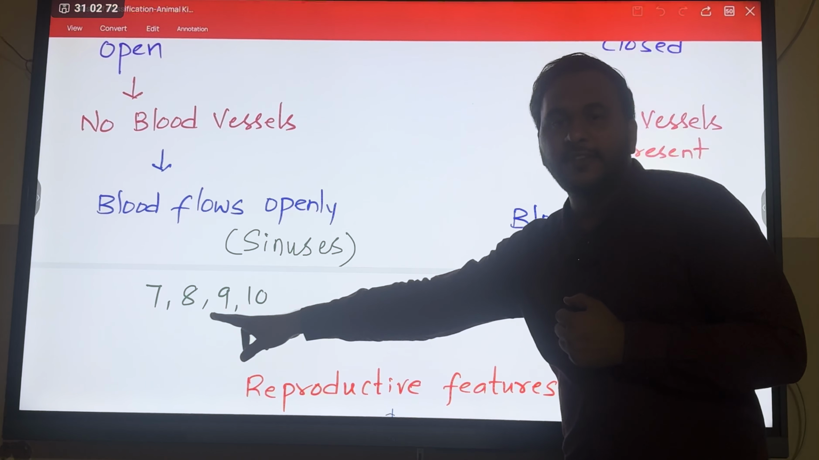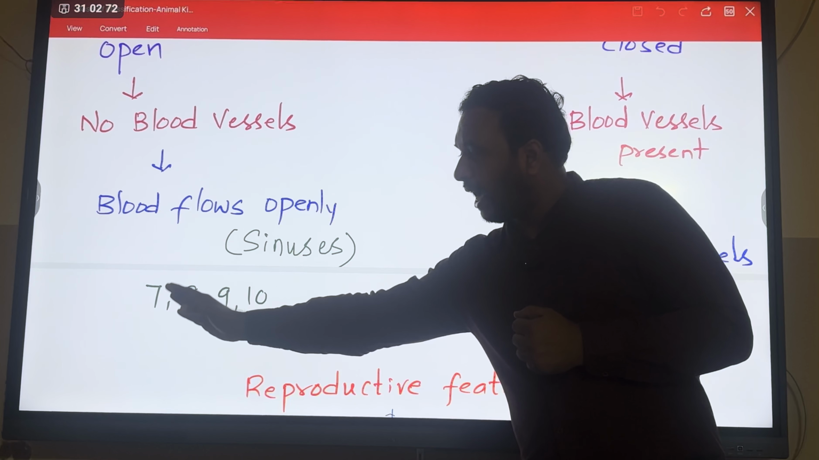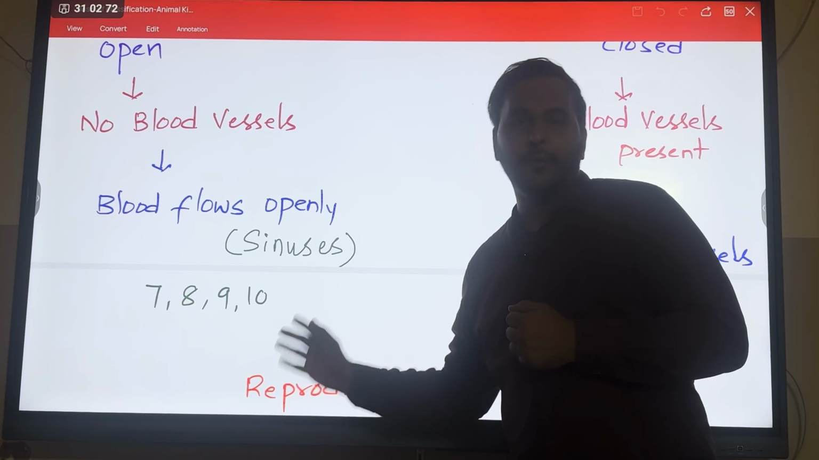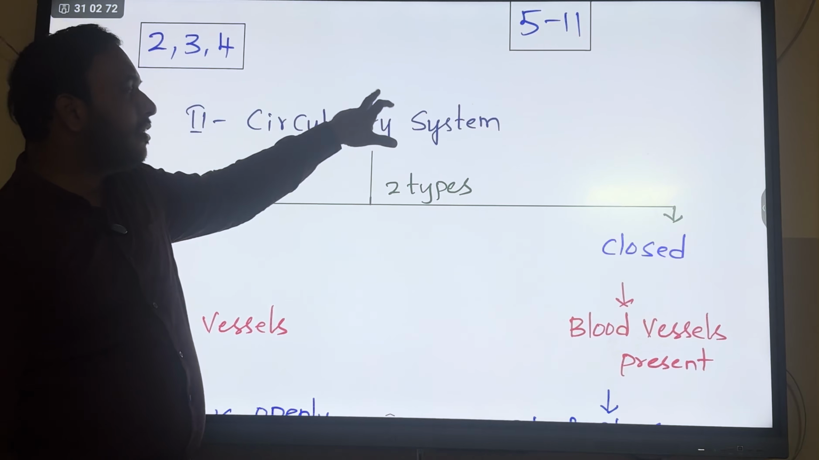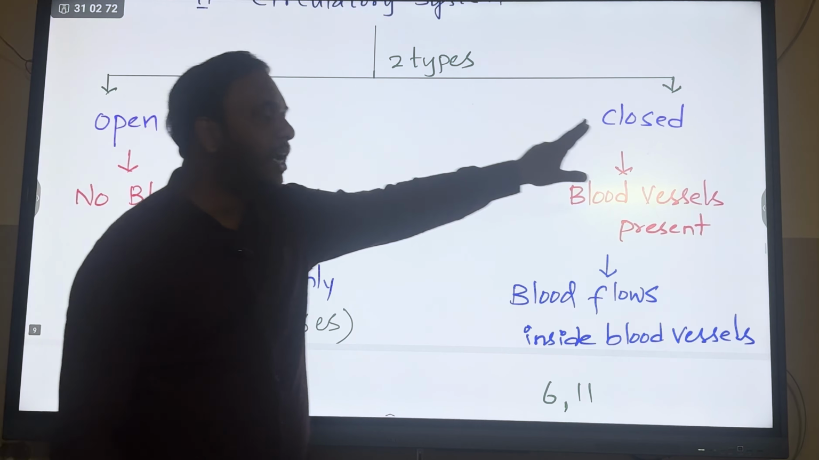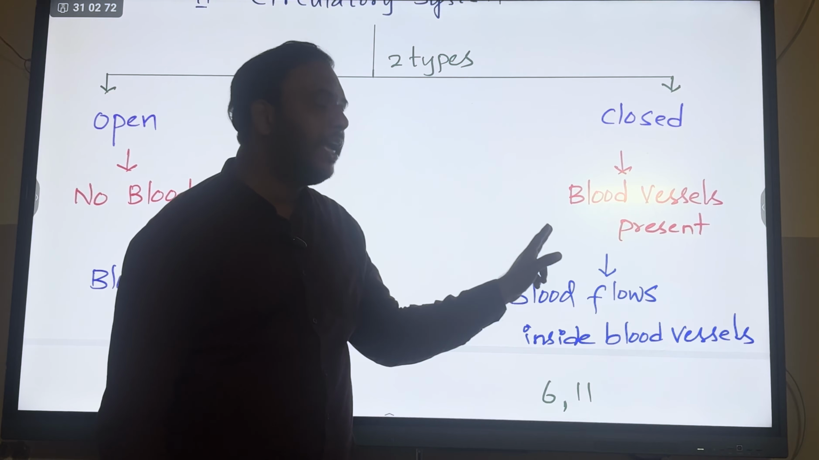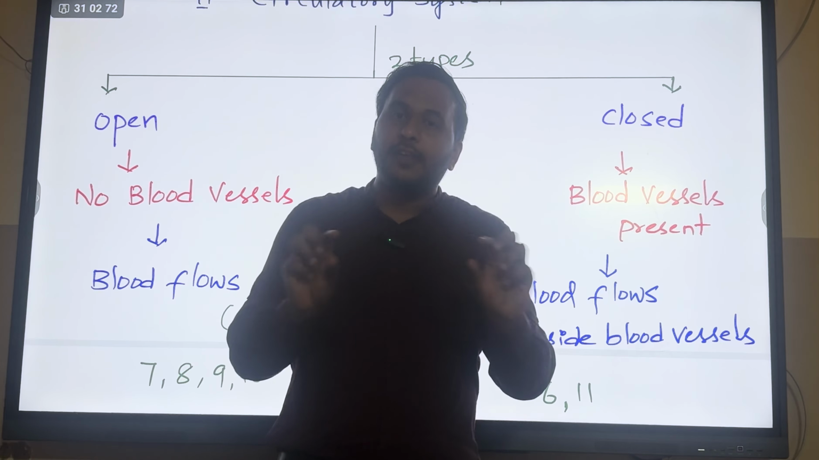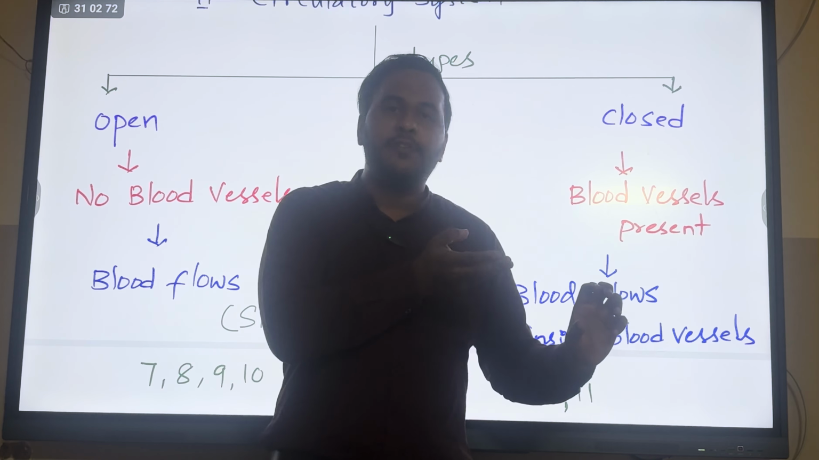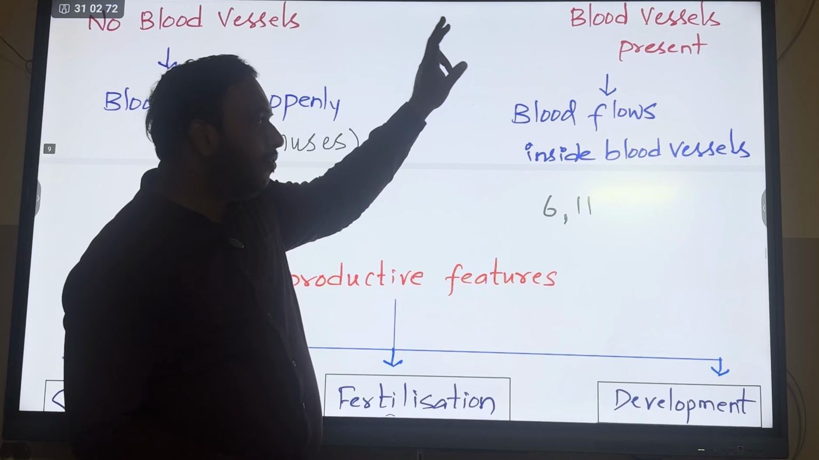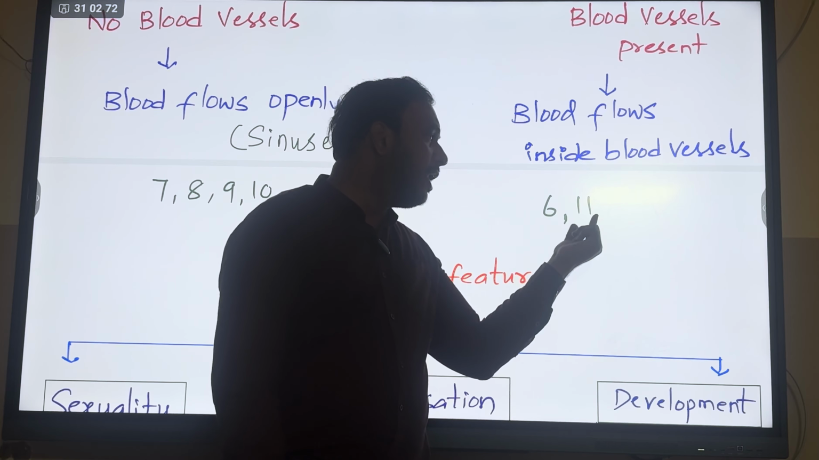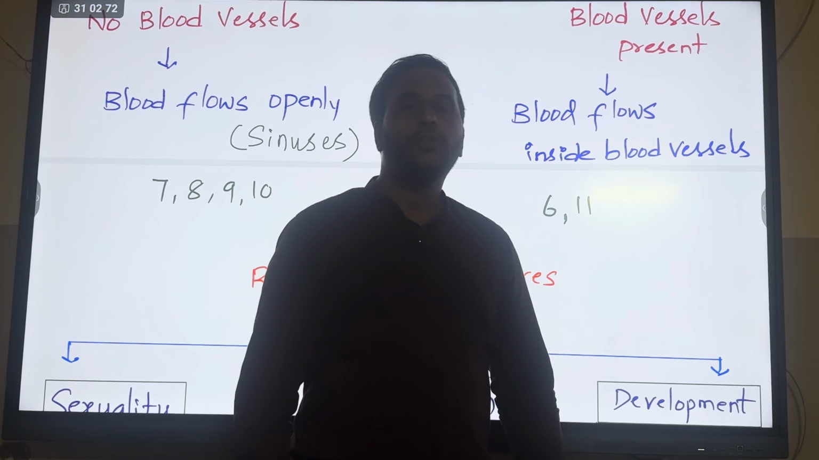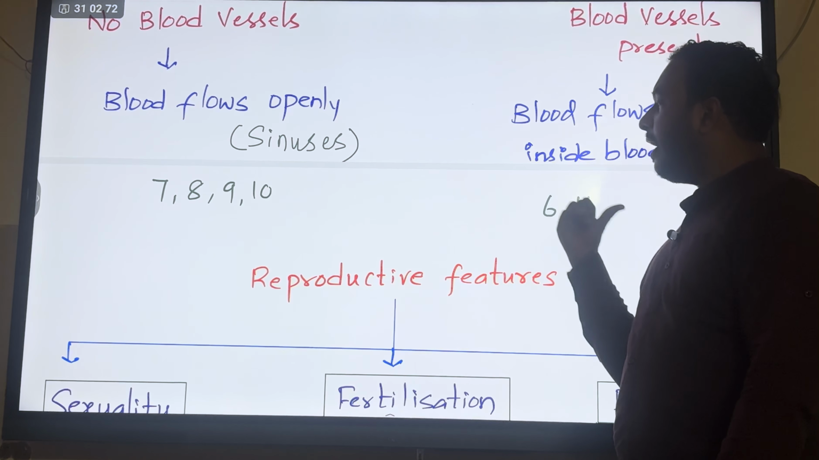So, phylum number 7, 8, 9, 10, that means Arthropoda, Mollusca, Echinodermata, Hemichordata. These four phyla show open circulatory system. The second type, the closed circulatory system, is one in which the blood vessels are present and the blood flows inside the blood vessels. You will find this closed circulatory system in the phylum Annelida as well as phylum Chordata, so phylum number 6 and 11.